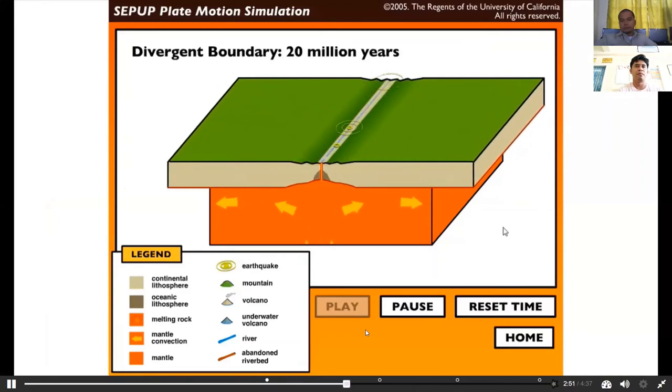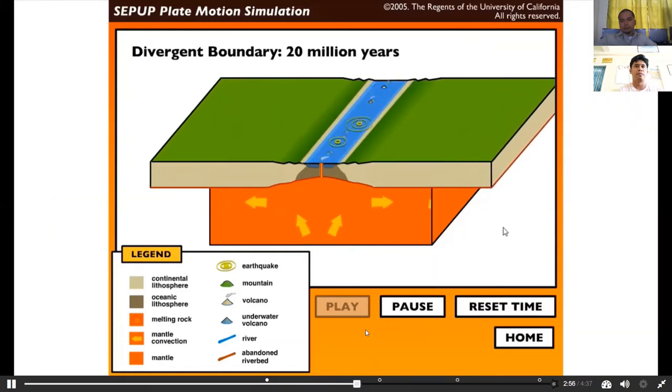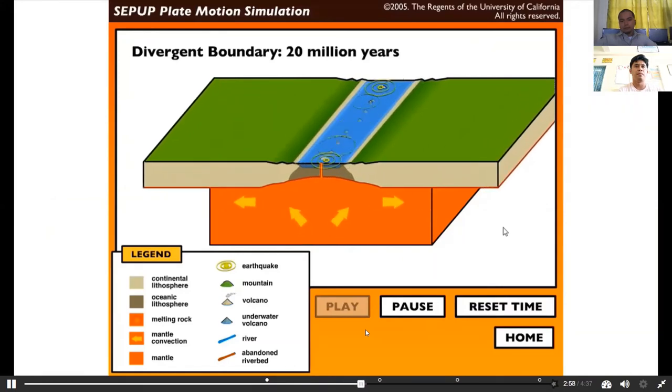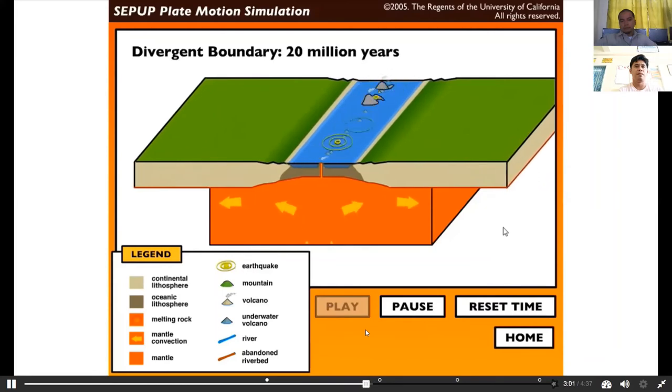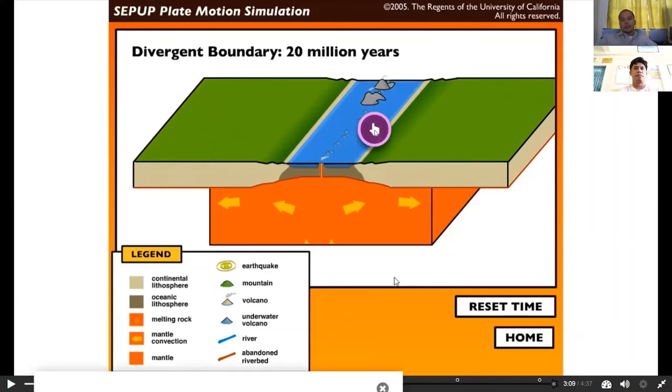So, what are those circles? And what is that blue colored lines there? And what is that shape formed in the middle? So, again, just click the icon and then try to answer.